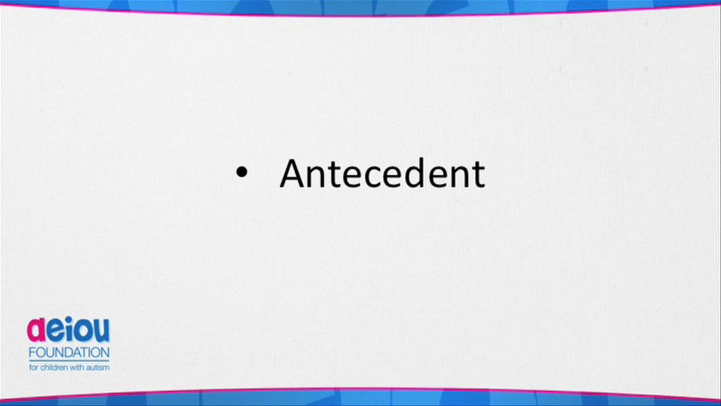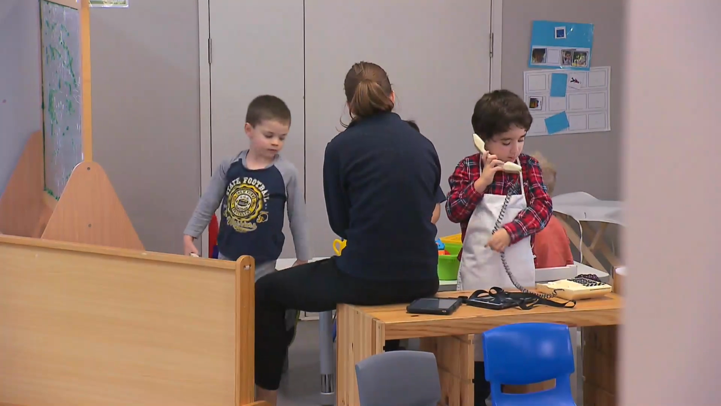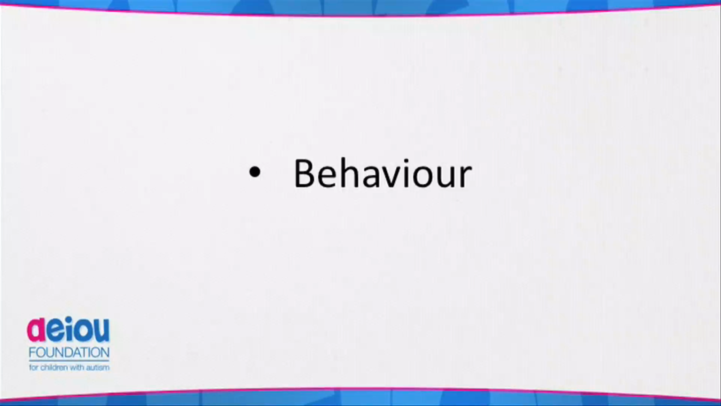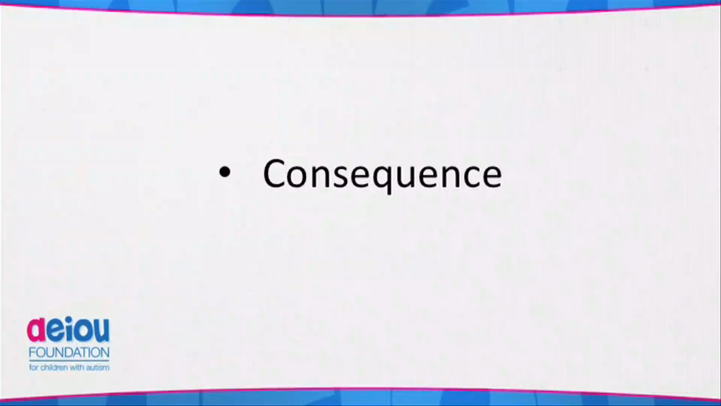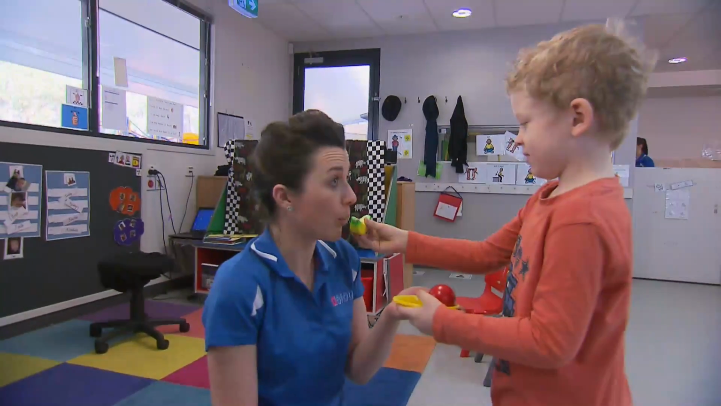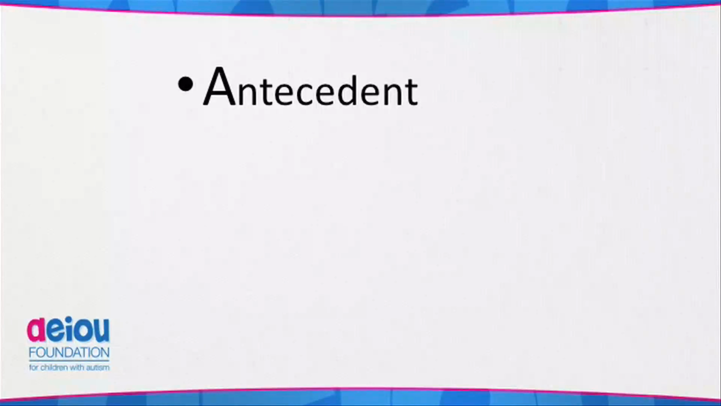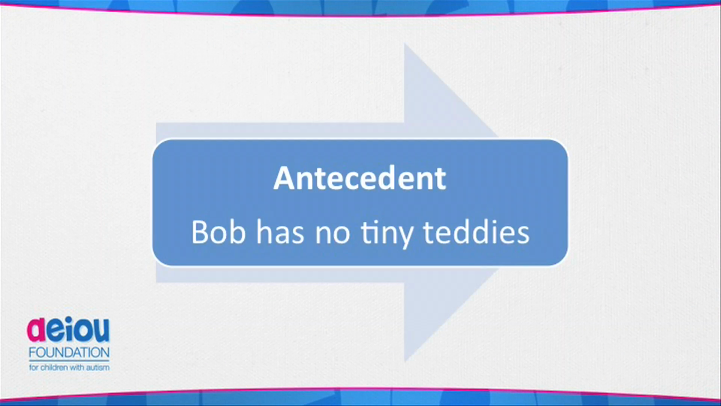A stands for antecedent. What comes before the behaviour, which might be the cause or trigger of a particular behaviour. B stands for behaviour. What actions are actually displayed by the child. C stands for consequence, which is what happens as a result of the behaviour. As a carer or parent, we need to remember that our reaction to a behaviour falls into this category and can determine if a behaviour will continue to occur.